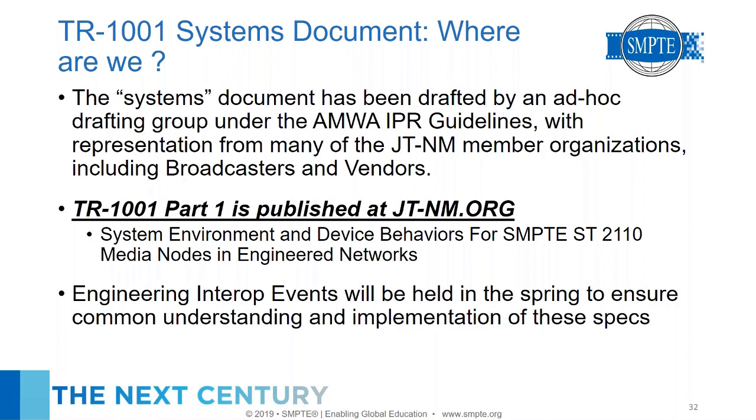So those are all the kind of main points of the document. Where we are is that this document was drafted by kind of an ad hoc drafting group. We followed the AMWA IPR guidelines because we had to follow some IPR guidelines. There was a pretty broad representation of the JT-NM member organizations, included a good sampling of broadcasters and also, of course, equipment vendors. And so the document was developed and vetted through a process and then was eventually published.